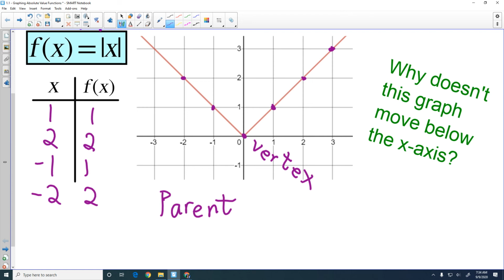Any questions yet? Did you look at these graphs in Algebra 1? The V-shape at all? Yes? No? You don't know? Okay. It's not too tricky.